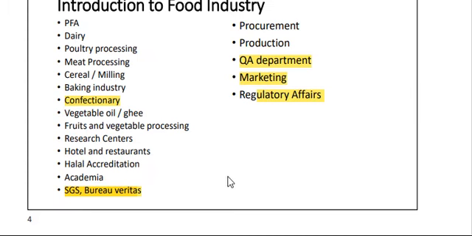The video would get too long, that's why I'm not going to explain all of these areas in detail. I would make a separate video and explain all of these areas separately.